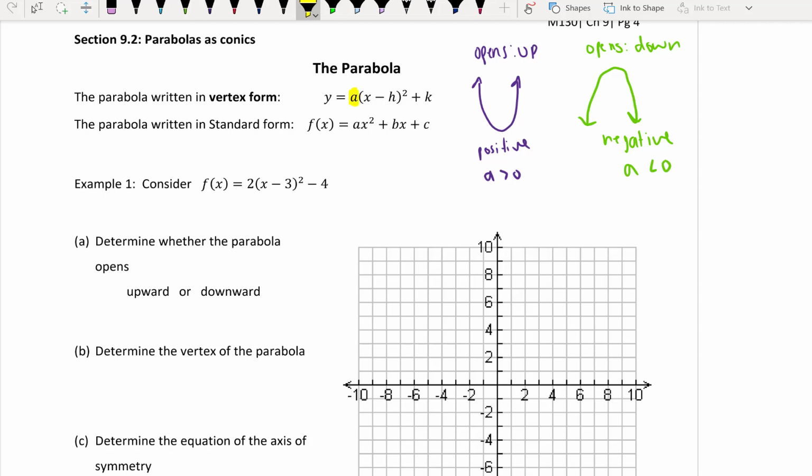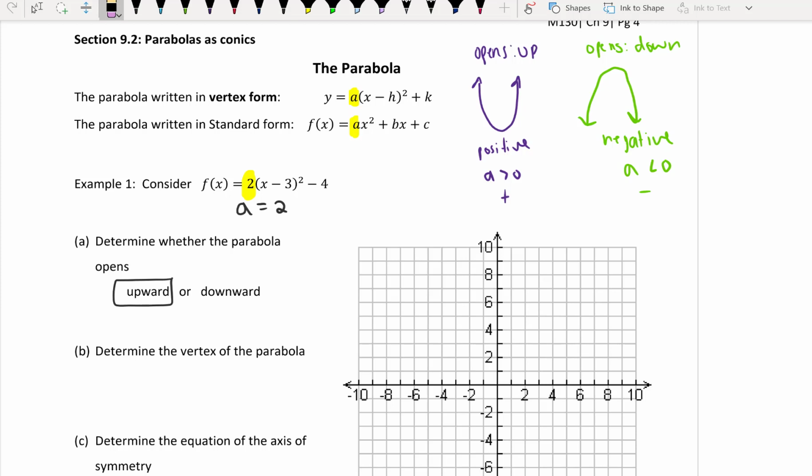So notice how we have an a value. If it's positive, then we know it's a happy positive parabola. And if it's negative, then it's a sad frowning parabola. So whether it opens upwards or downwards, it's really going to be represented by this a value. So here our a is equal to 2. That's positive, so that means it's going to open upward.